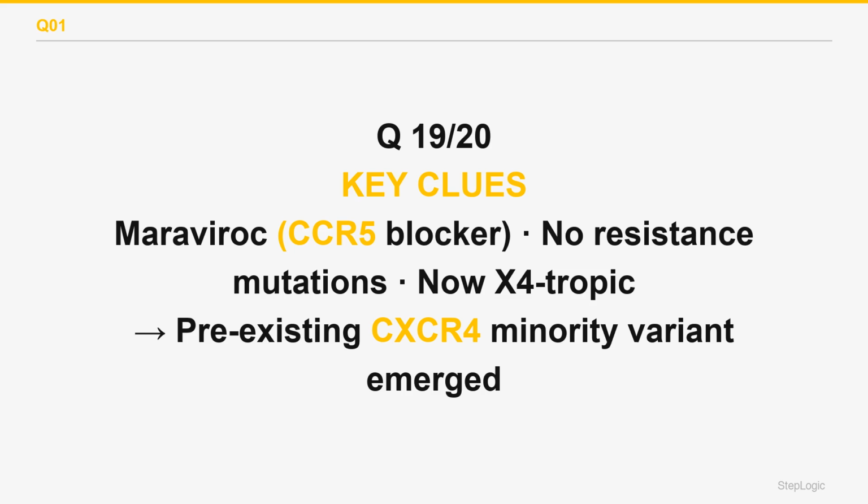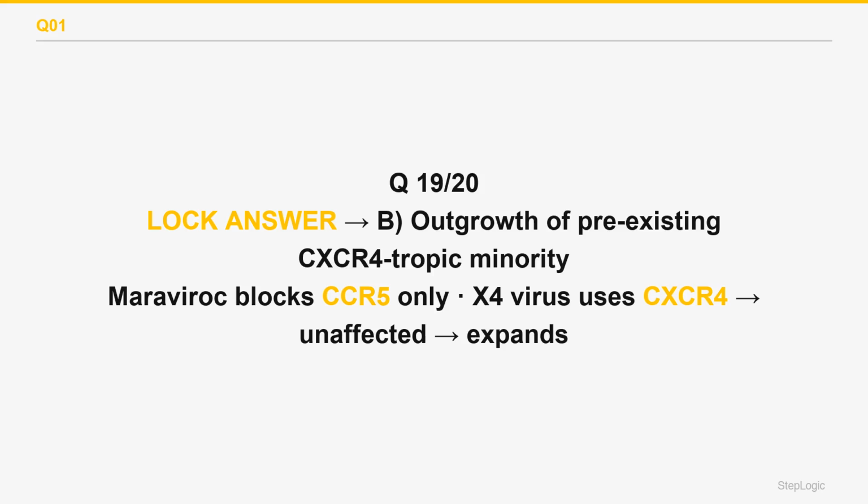It is using a different receptor that Maraviroc does not touch. This is not classic resistance. No Maraviroc binding mutations are present. It is outgrowth of a pre-existing minority variant.